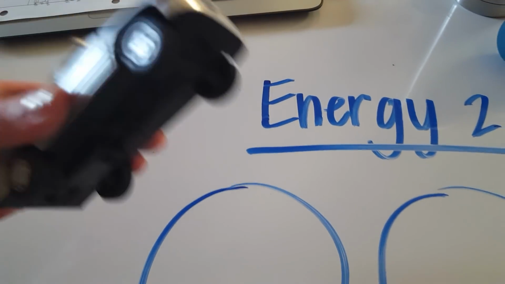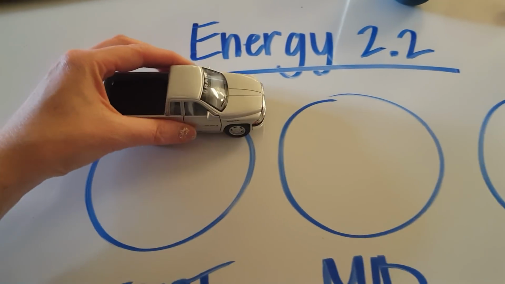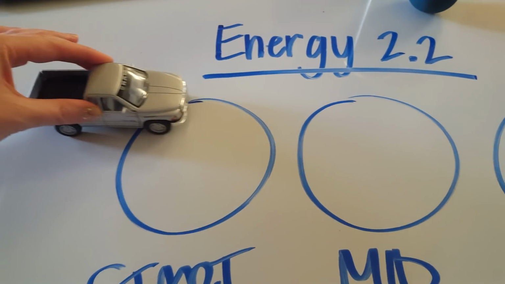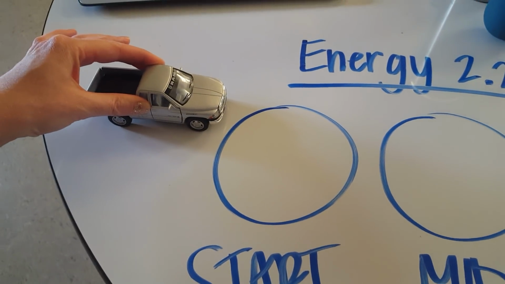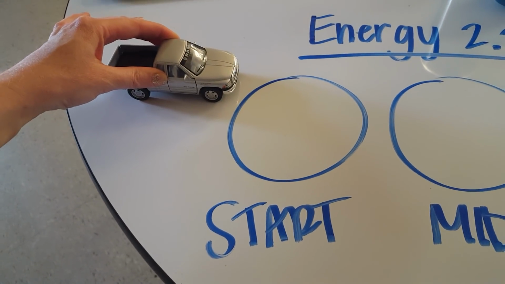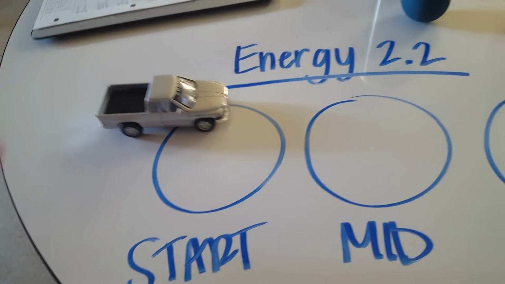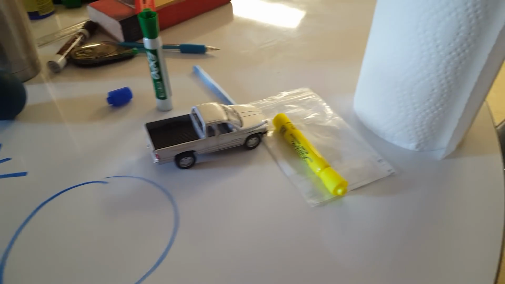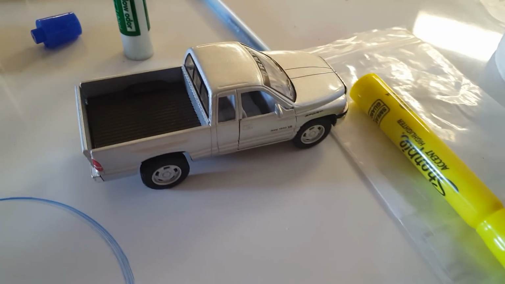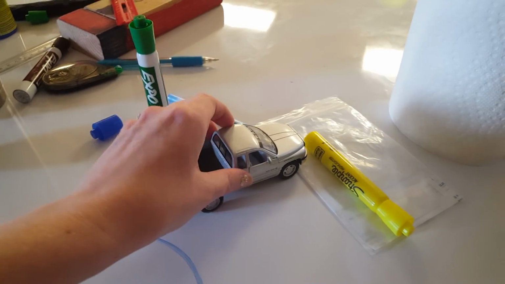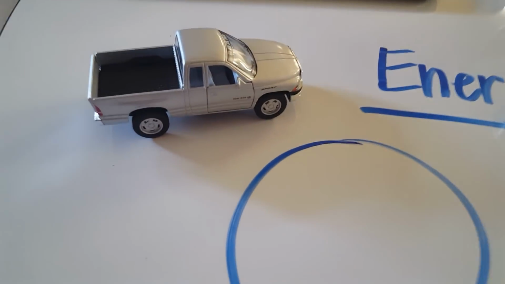So here's my example. Here's my little car, and I'm going to pull this car back. This is a little wind-up toy. At the very beginning here, we're going to look at the start, we're going to look midway, and then we're going to look at the end when the object is done moving. So what types of energies are involved in this particular scenario?